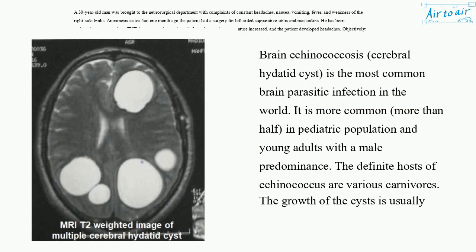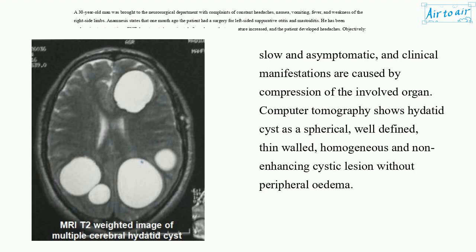Brain echinococcosis, cerebral hydatid cyst, is the most common brain parasitic infection in the world. It is more common, more than half, in pediatric population and young adults with a male predominance. The definite hosts of Echinococcus are various carnivores. The growth of the cysts is usually slow and asymptomatic, and clinical manifestations are caused by compression of the involved organ. Computer tomography shows hydatid cyst as a spherical, well-defined, thin-walled, homogeneous, and non-enhancing cystic lesion without peripheral edema.